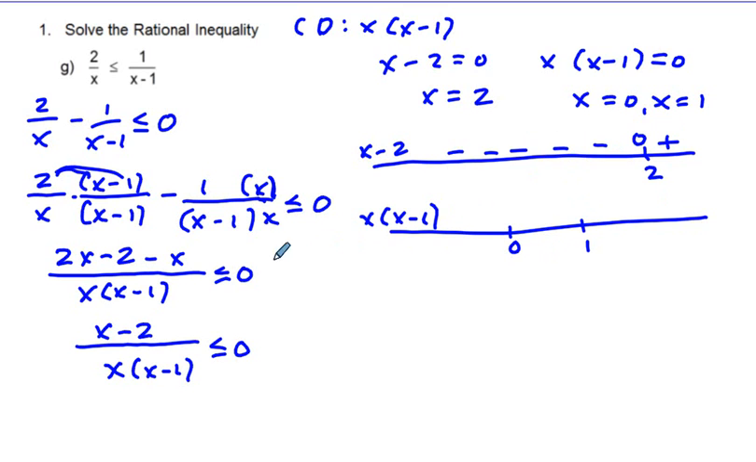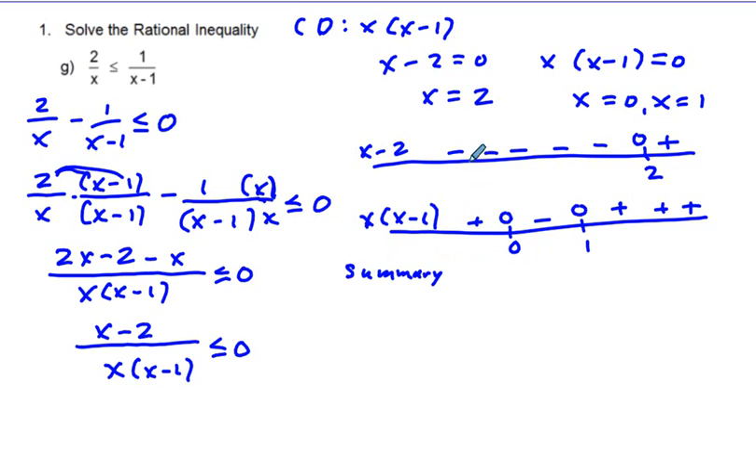And now for our denominator, we have x times quantity x minus 1. Well, to the left of 0 we have negative times the negative. At 0 we have 0. Between 0 and 1 we have a negative times a positive. At x equals 1 we have 0. And to the right of 1 everything is positive. So positive sign here, positive here, positive here. Now we're ready for our summary.